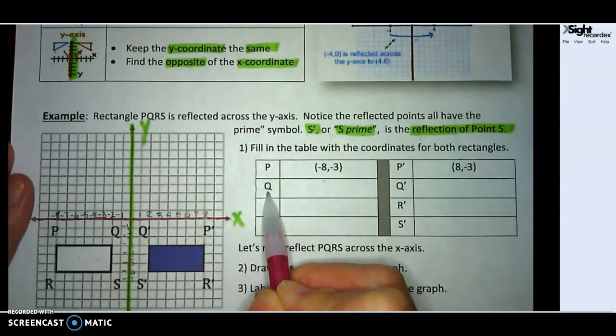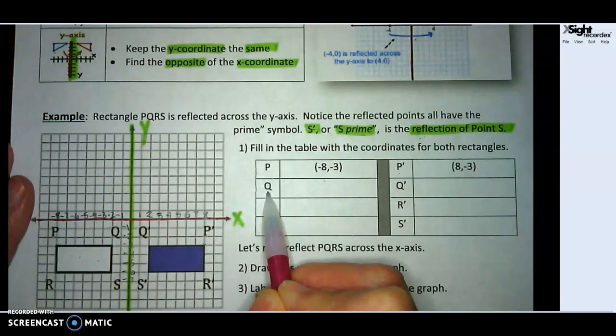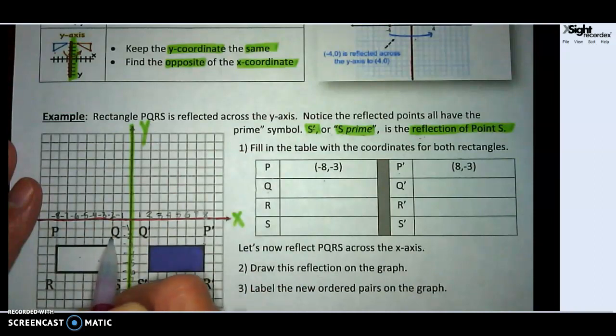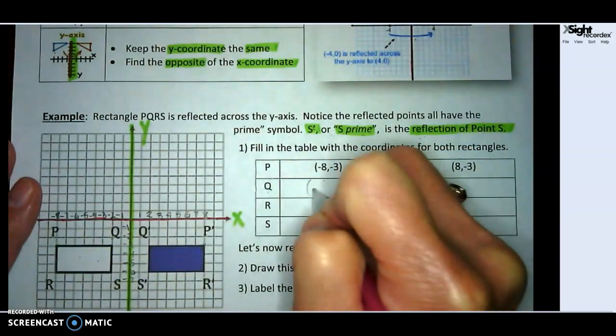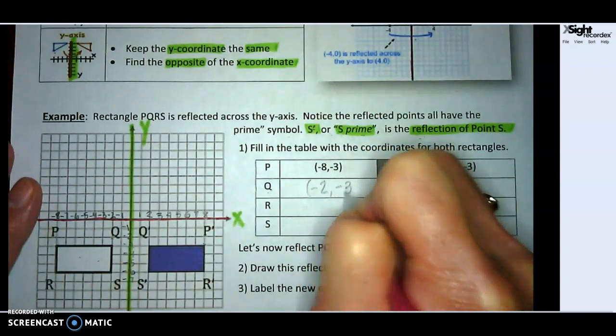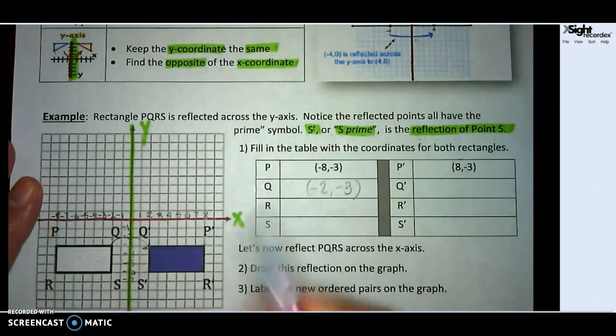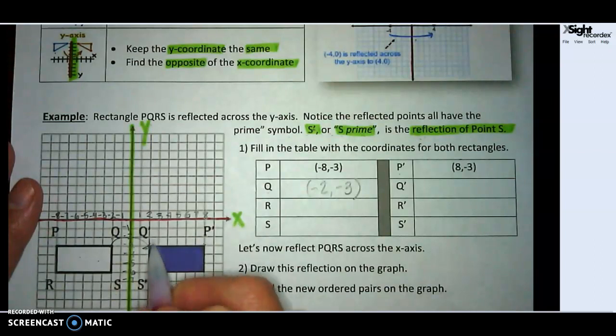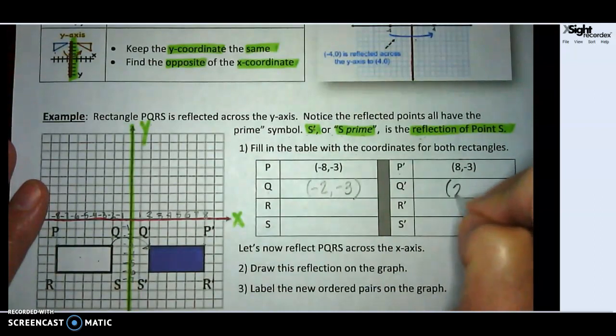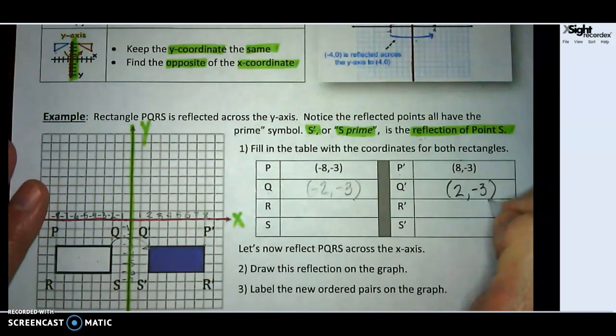If you're doing this on your Word document, you can just type it in. So here's point Q. I go over 2, past 0, so that's -2, and down 3. So my point is -2, -3. And when I reflect this point over to here, I am changing my x value because I've gone to 2, but I'm still at -3. So the point is 2, -3.